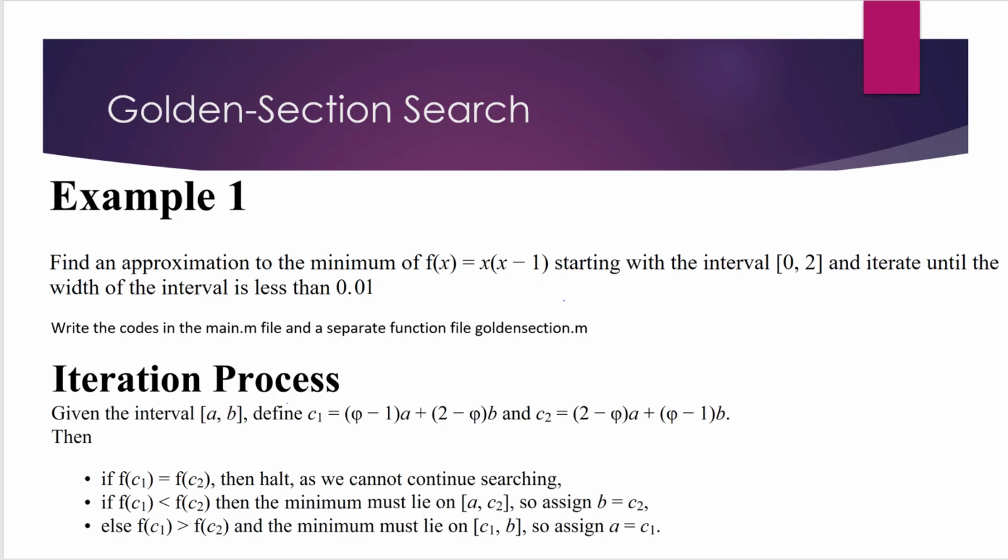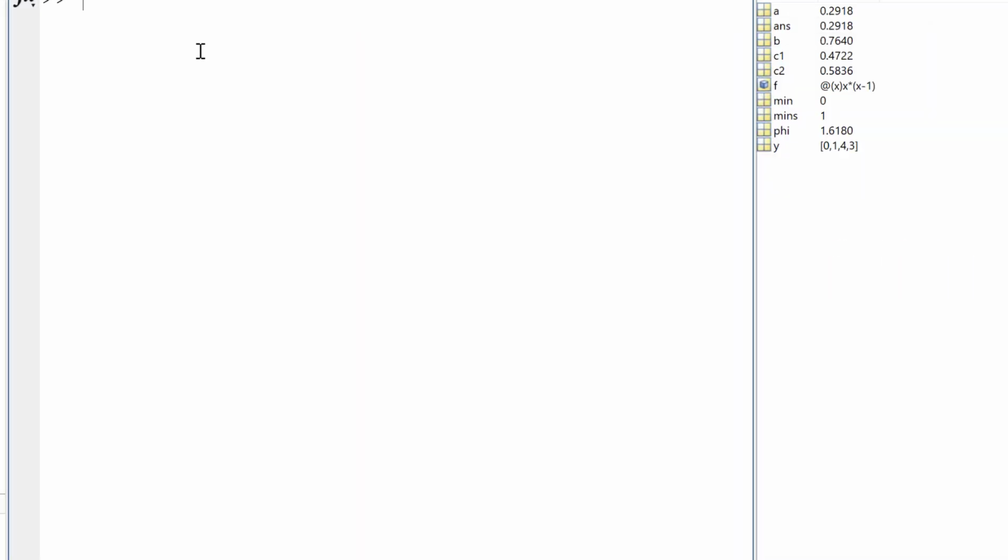It asks you to write the code in the main file and then create a separate function file called golden_section.m. Just for your information, I copied the iteration process here. So you can see the formula, how to define C1 and C2, and these 3 different scenarios. You may need this information when you do the coding. So first, let's create a main file.